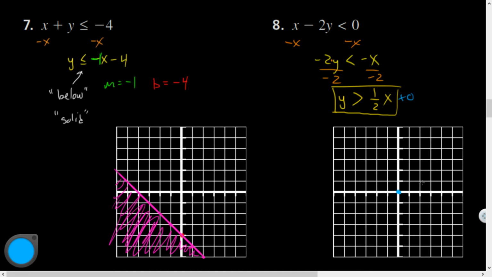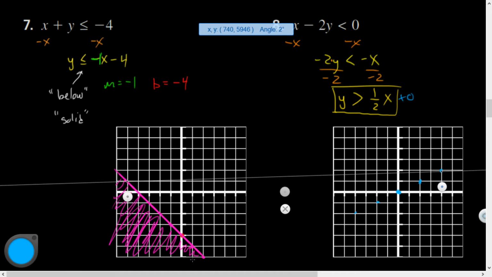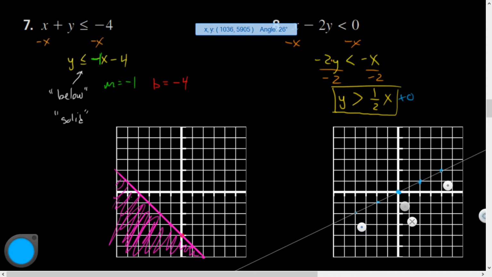Slope is 1/2, so up 1/2. Up 1/2. And you're arguing for a dotted line? Why? Because it doesn't have the equal to part. I think so. You're arguing to shade above. Let's see, I'll get my little dashes going here. There, that's a good enough dash. Just a dash of salt. All right, and I'm going to shade above.